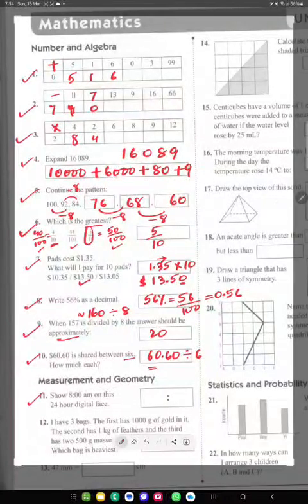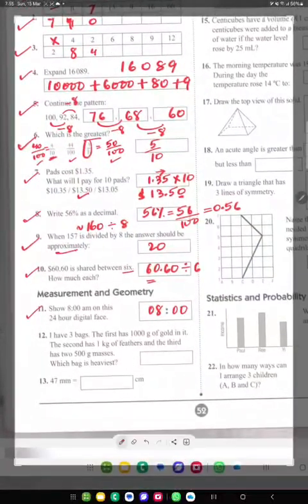Then question 11, show 8 a.m. on this 24-hour digital face. So AM is the same thing for 24-hour format as well. So it's 0800. Okay, then question 12.